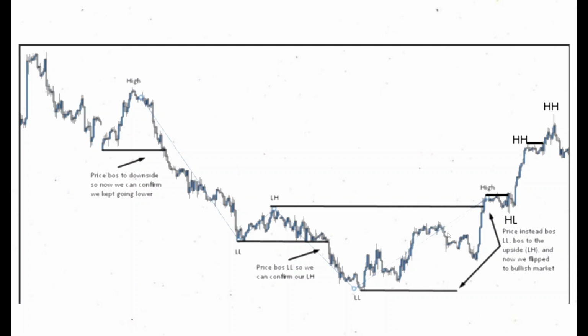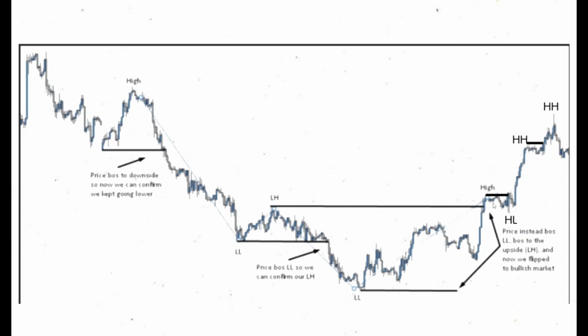We then pull back, but then we eventually break it with this impulsive move that breaks the structure of this lower high. As the lower high was broken and we didn't get a lower low, our bias has flipped from a bearish market to a bullish market because we can see the lower high is broken. Price then pulled back and we get a higher low, which we can classify as the highest point. We can see this is a new higher low because it broke above this highest point here.